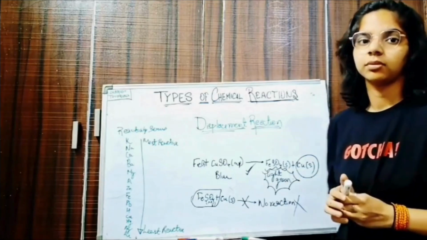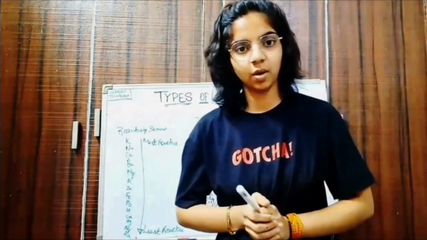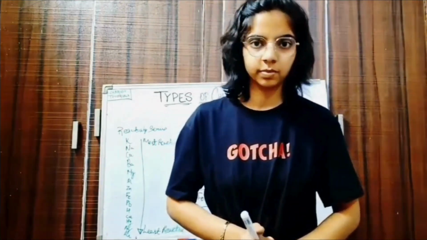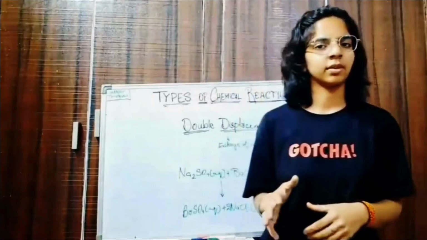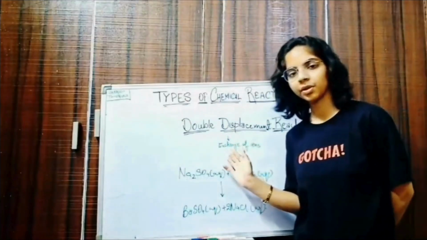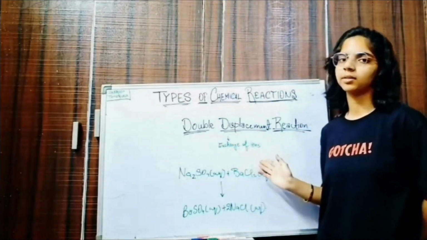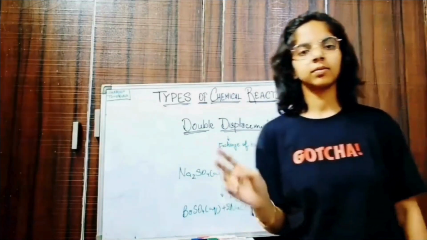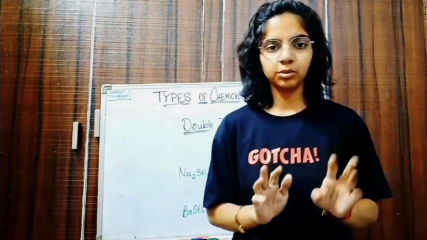Alright, so that is all about the displacement reaction. Now we will proceed on to the double displacement reaction. Now we will learn about the double displacement reaction and its example. It is a very simple reaction. It is really very easy, it is just a simple exchange of ions. In a double displacement reaction we take two salts, and their ions are just exchanged.